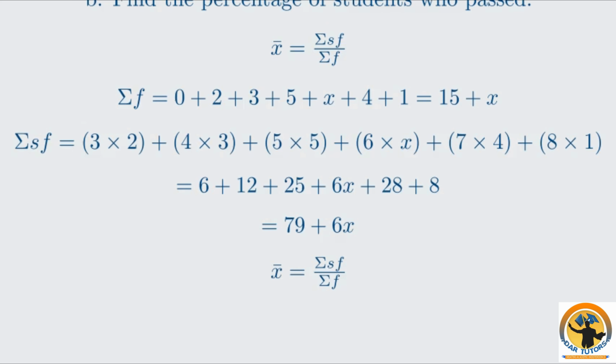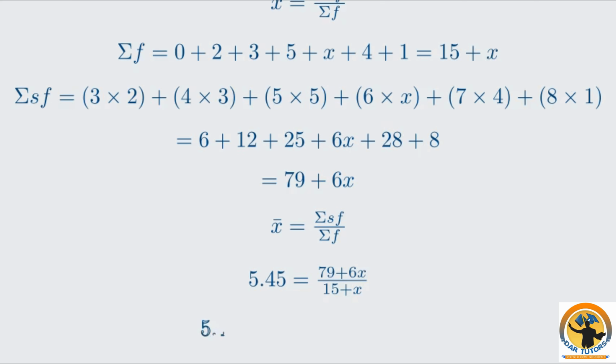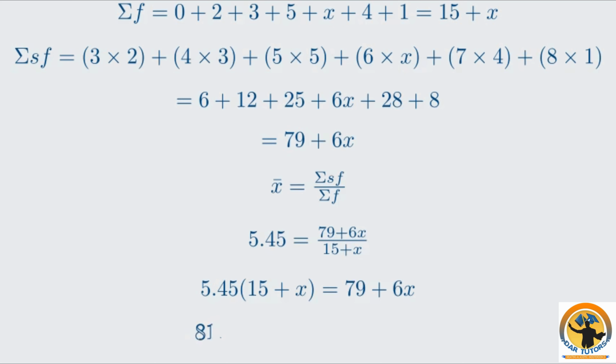This gives us the equation 5.45 equals the quantity 79 plus 6x, divided by the quantity 15 plus x. To solve for x, we first multiply both sides by the denominator, 15 plus x. We get 5.45 times the quantity 15 plus x equals 79 plus 6x. Next, distribute the 5.45 on the left side. This simplifies to 81.75 plus 5.45x equals 79 plus 6x.